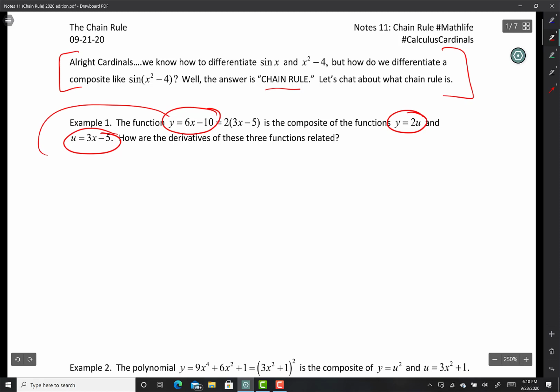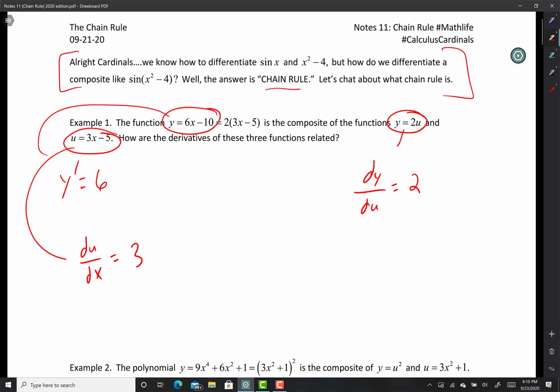So here we go. y prime is equal to, that's just a linear line, that's just 6. Notice that it says y equals 2u. So I'm going to write dy du, taking the derivative of y with respect to u, and you just get 2. Notice that u has an x, so I'm going to write du dx, taking the derivative of u with respect to x, and I just get 3.